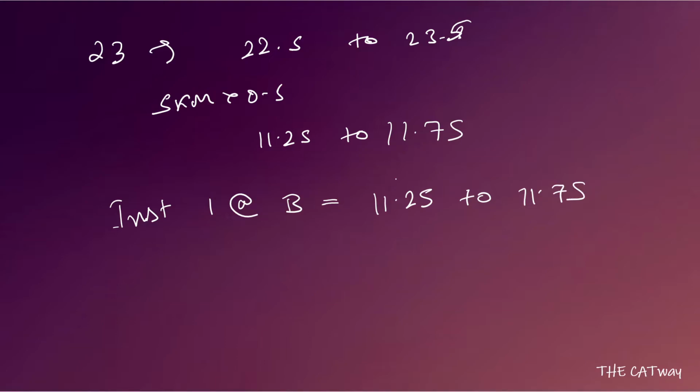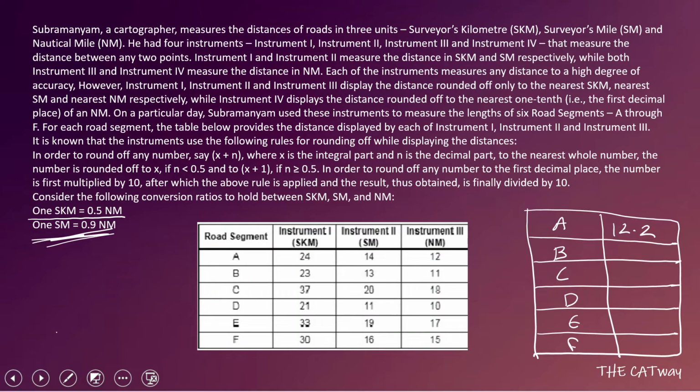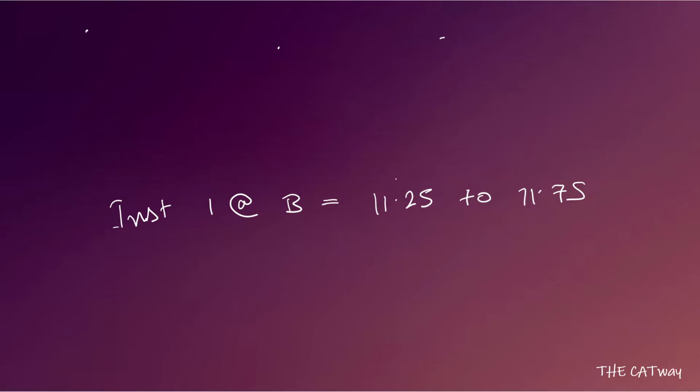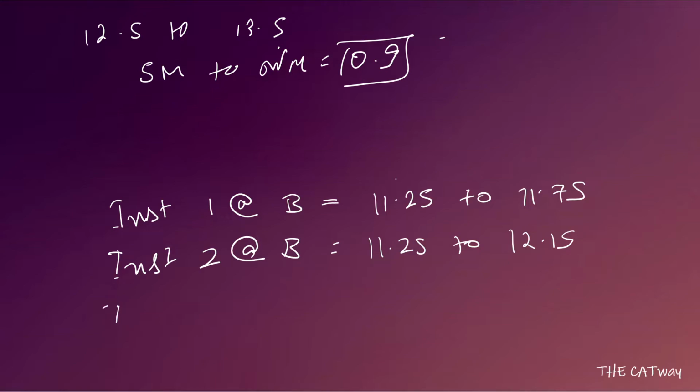Okay, now let's talk about instrument 2. What does instrument 2 say to us? Instrument 2 says that the distance is 13. What does 13 mean? 13 means that it can vary from 12.5 to 13.5. Also it is in SM, and SM to NM is multiplied by 0.9. So let's multiply it. For instrument 2 at the rate B, 12.5 into 0.9 is the lower range, that is 11.25, and 13.5 into 0.9 is the upper range, that is 12.15.